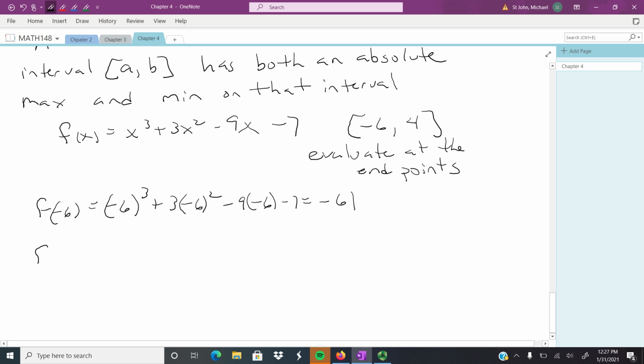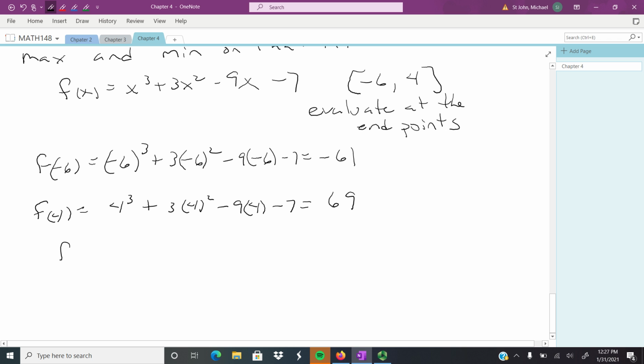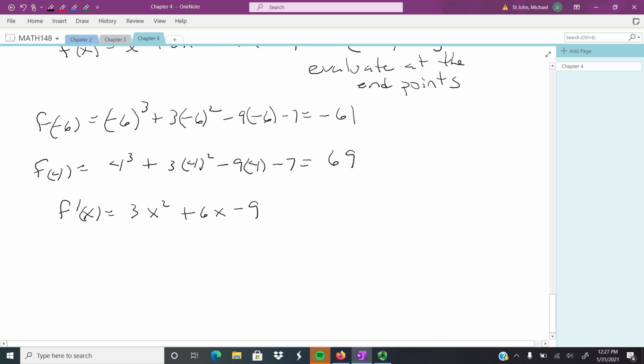And then we do the f of 4. And this will be 4 cubed, 3 times 4 squared, minus 9 times 4, minus 7. And this gives us 69. Okay. So we do those first. And then we're going to find our derivative. So f prime x, which is going to be 3x squared, 6x minus 9. Take that and set it equal to 0.